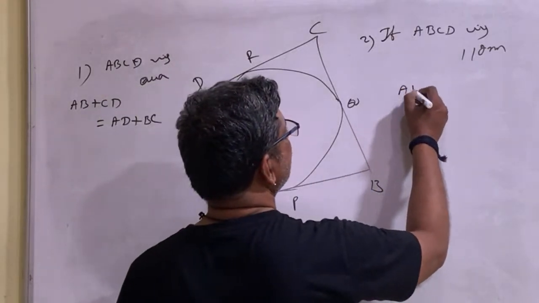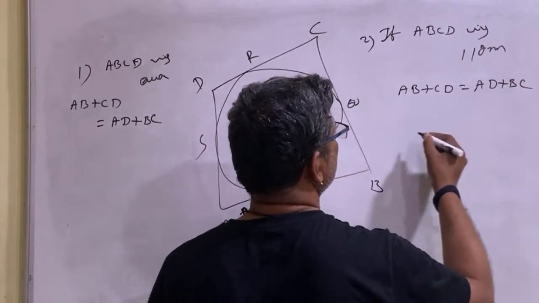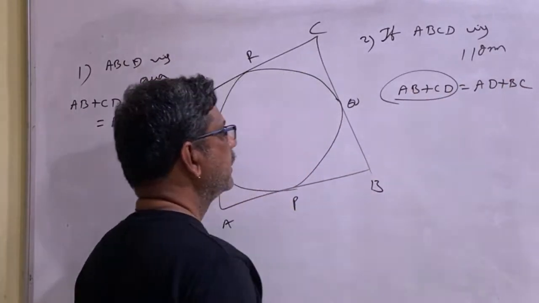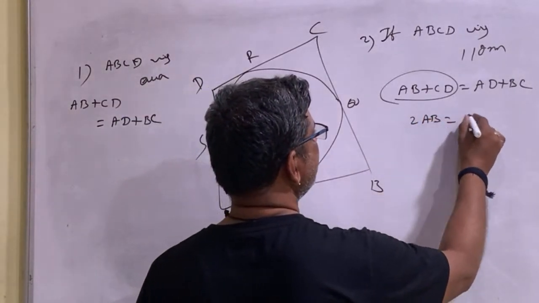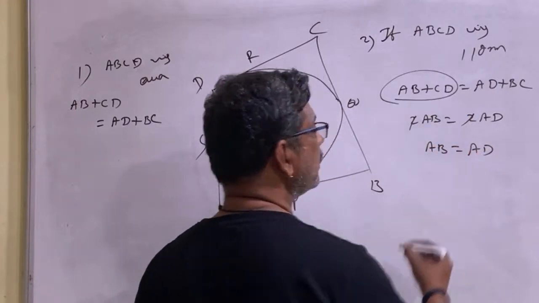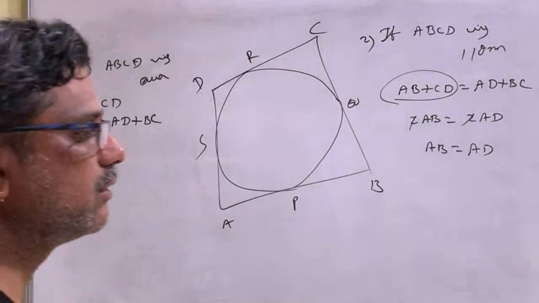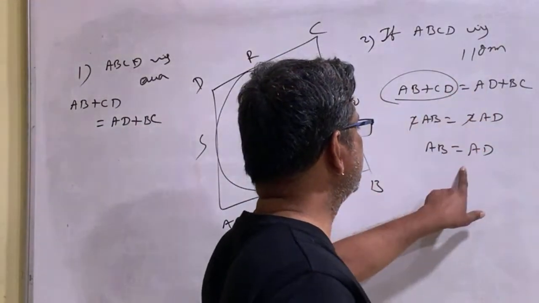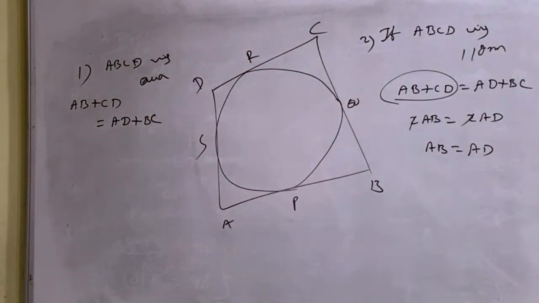Why? We know that sum of opposite sides are equal, and we know in a parallelogram opposite sides are equal. So I can write this as 2AB equals 2AD. The 2 gets cancelled. AB is equal to AD. So a parallelogram with adjacent sides equal is a rhombus.